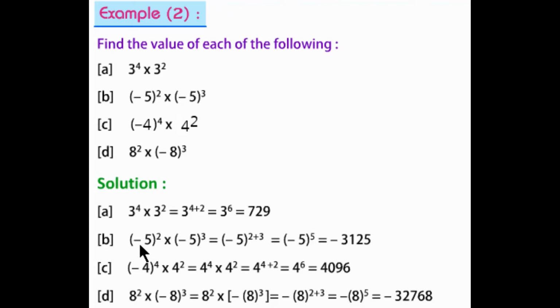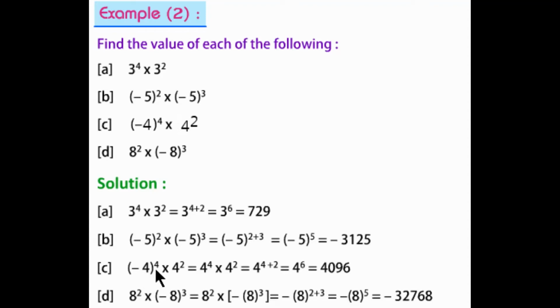B. Negative 5 to the power 2 times negative 5 to the power 3. The same base, right? Negative 5 with the sum of the first power and the second power, 2 plus 3. Negative 5 to the power 2 plus 3 equals negative 5 to the power 5 equals negative 3125.